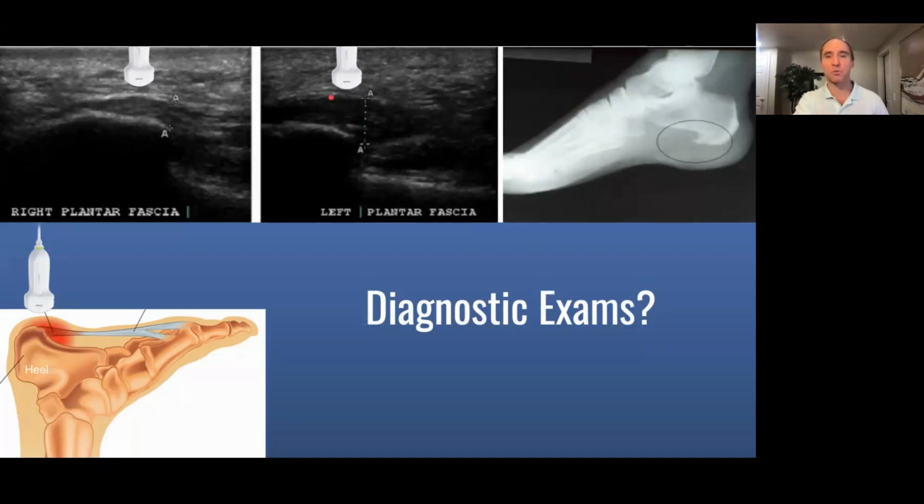The first one is that it's not covered by insurance. If it was covered by insurance, maybe everyone would get it the first visit. But we'll go over that in a second. So this is how I use this slide. I would say this is my money slide, if you want to call it. This is my money slide for doing ultrasound.